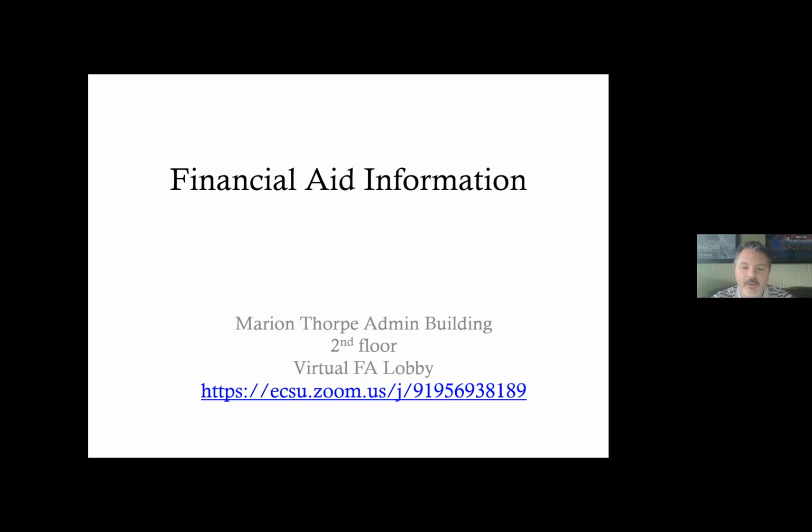So here you have our location. We're in the Marion Thorpe building on campus. That's the same building as student accounts, academic affairs, and the chancellor's office. So if you need to see us in person, that's where we are. But we also have a Zoom lobby now that you can join anytime. It is open to the public. The link is published on our website. You have it here as well. So if you need to find us, you can visit us in person or online via the Zoom link.